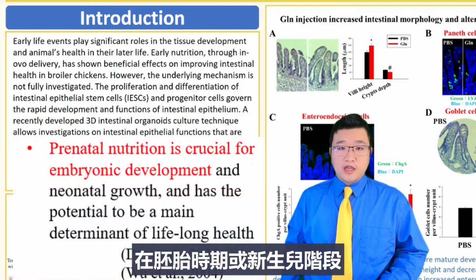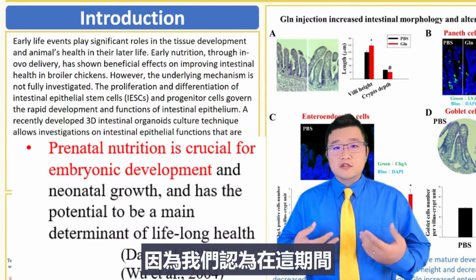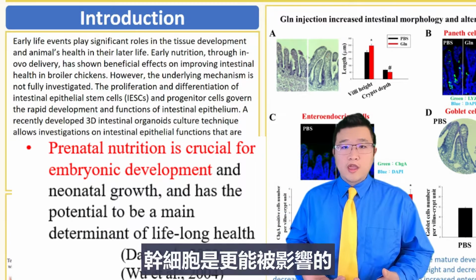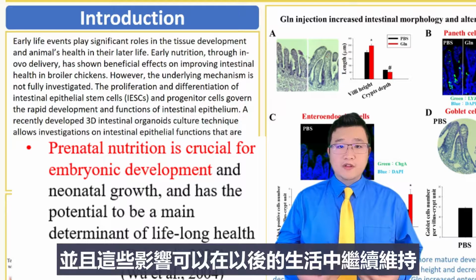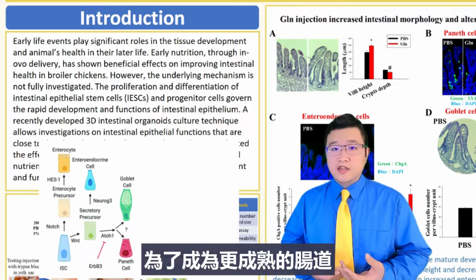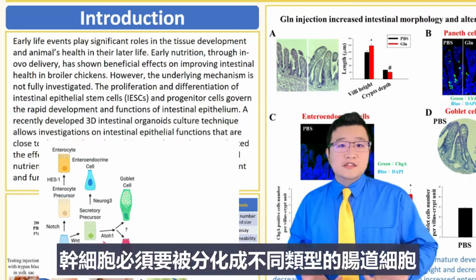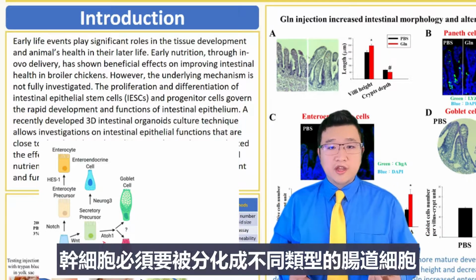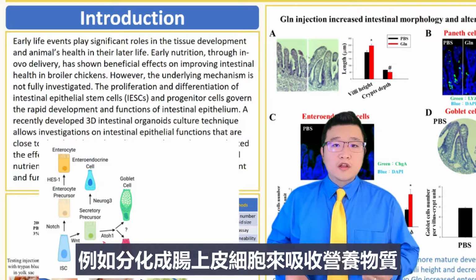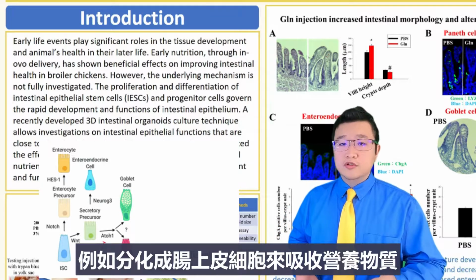In the neonatal stage, nutrients are crucial for intestinal development because we believe that in that period the stem cells are more trainable and can be destined to a phenotype for their later life. To become a more mature intestine, or functional epithelium, the stem cells must differentiate into different types of epithelial cells. For example, they differentiate into enterocytes, which are responsible for absorption.